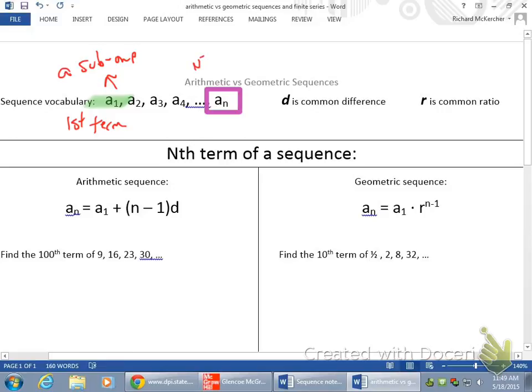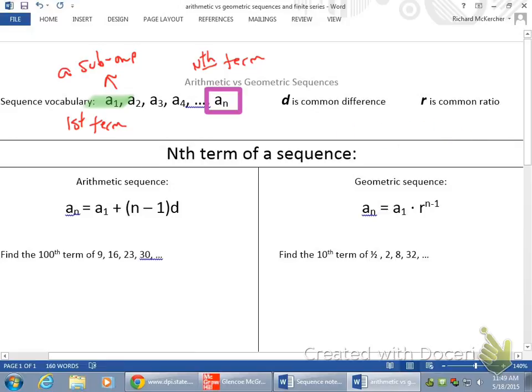A sub n is just a fancy way of saying it's the nth term. Most of the time, the nth term is what it is that you're looking for. Maybe it's the 100th term, maybe it's the 50th term. We also use that whenever we're writing our equations. If we write something in terms of the nth term, then what we're saying is that's the equation or the formula that we're going to use. So keep that in mind.